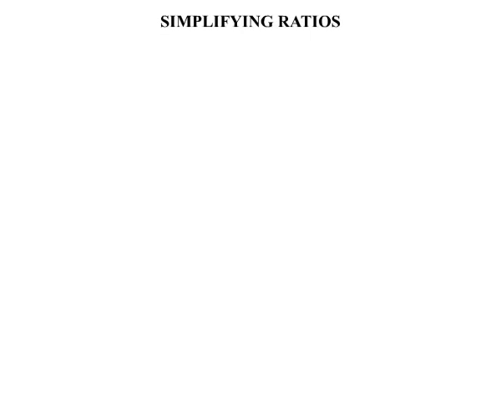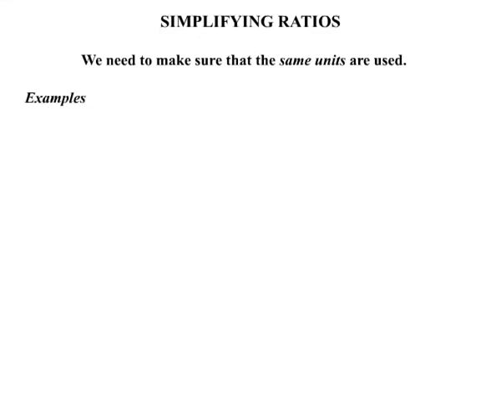Simplifying ratios. Now we need to make sure that the same units are used. Let's look at some examples. We're asked to simplify fully 15 centimetres to 2 metres. Well, notice in the first instance we have centimetres, but then we have metres, so they're different units. We need to use the same units.